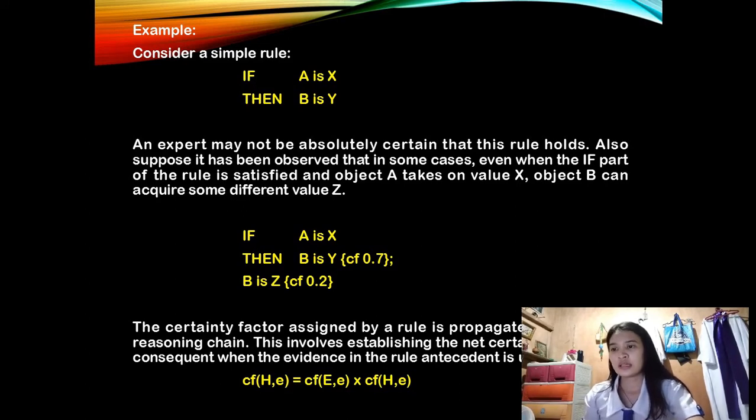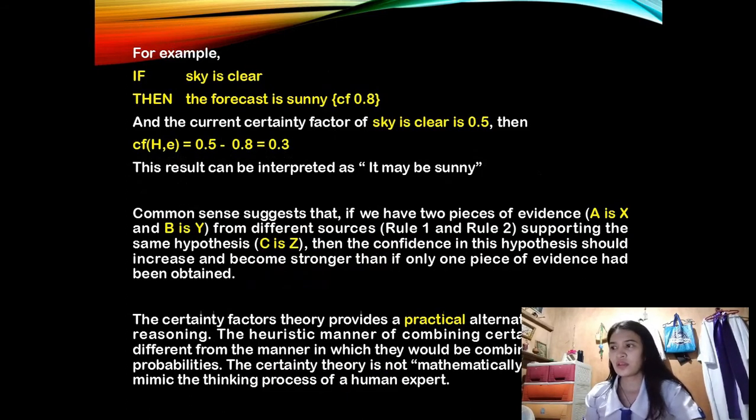Then the certainty factor assigned by a rule is propagated through the reasoning chain. This involves establishing the net certainty of the rule consequent when the evidence in the rule antecedent is uncertain. CF(H,E) equals CF(E) times CF. For example, if sky is clear, then the forecast is sunny, CF 0.8. And the current certainty factor of sky is clear is 0.5. Then CF(H,E) equals 0.5 times 0.8 equals 0.4. This result can be interpreted as it may be sunny.